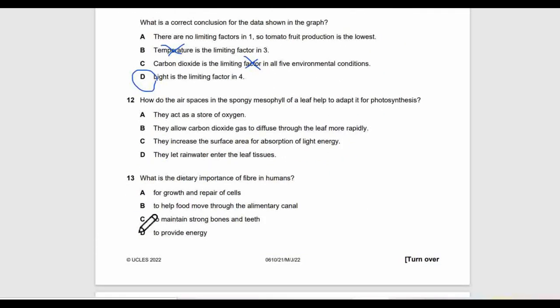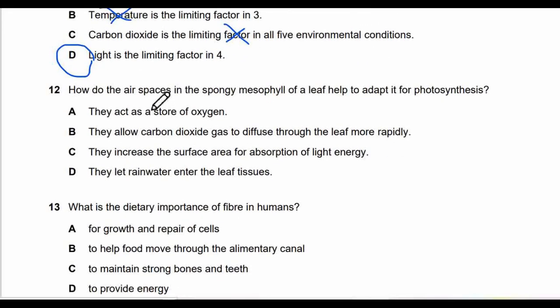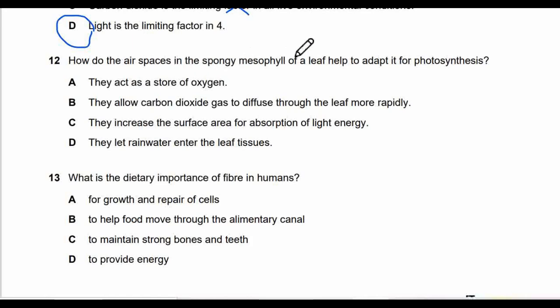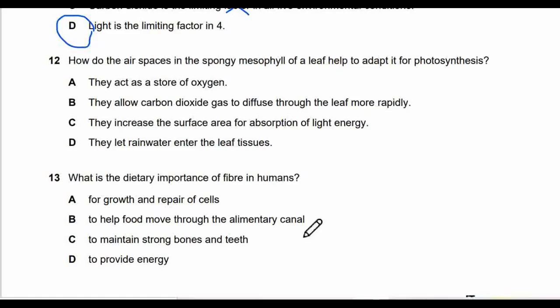Let's move on to question 12. How do the air spaces in the spongy mesophyll of a leaf help to adapt it for photosynthesis? Spongy mesophyll. These are the structures of spongy mesophyll. It contains air spaces. You can see the air cavity. So that will allow carbon dioxide to diffuse through the leaf more rapidly. So the answer will be B.